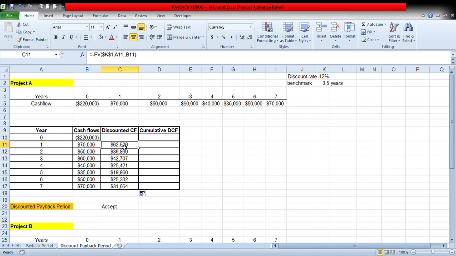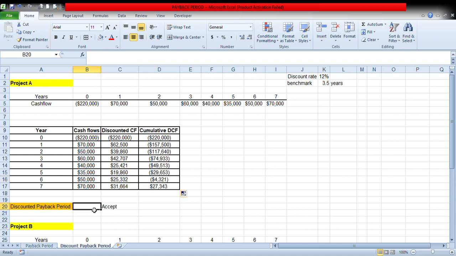Now we are going to calculate the cumulative discounted cash flow. How to calculate it? First of all, you need to do this, then plus, and then just drag it. You will get the payback in 6 years. Okay, so that's the problem.